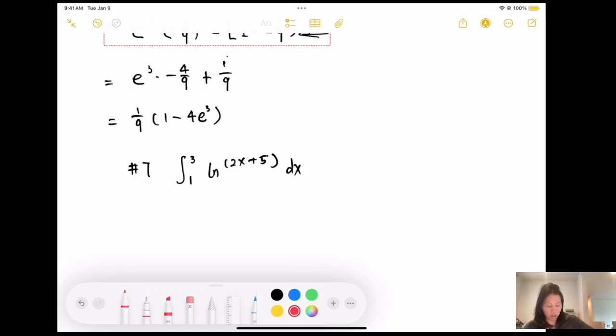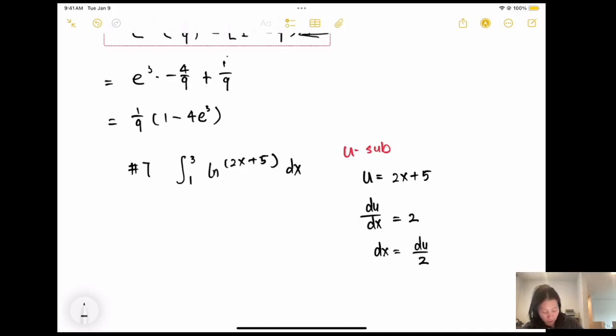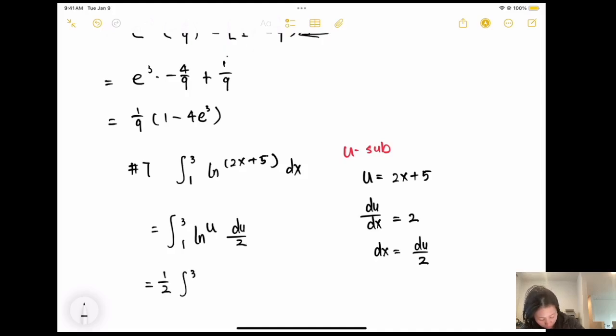So u substitution. We let u equal 2x plus 5. In this case, du/dx is equal to 2. So our dx is equal to du over 2. Now let's substitute. So I have ln u, and dx is equal to du over 2. So I can pull the 2 out.